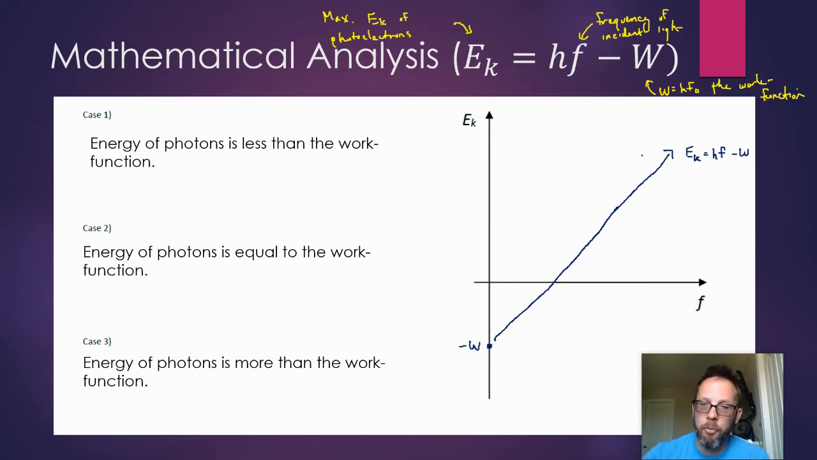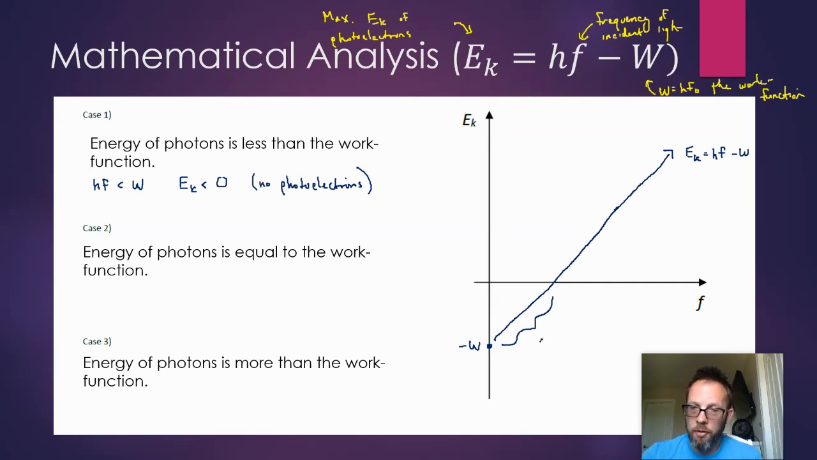So I have three cases. The first case is when the frequency is low enough that hf is not more than the work function. So in this case, the energy of the photons, hf, is less than the work function, and so the kinetic energy is less than 0. Well, that's what the math gives us, but that just is saying there's going to be no photoelectrons. You don't have photoelectrons with negative kinetic energy. It's just saying you're not going to see any photoelectrons. So this is case 1.